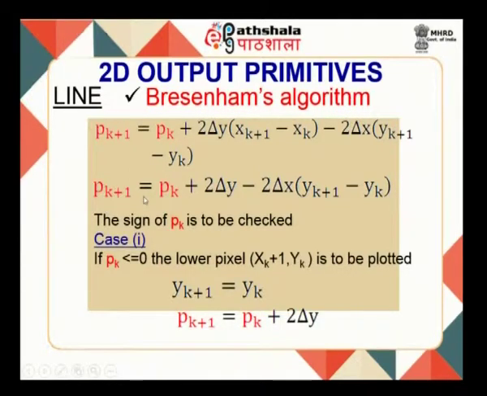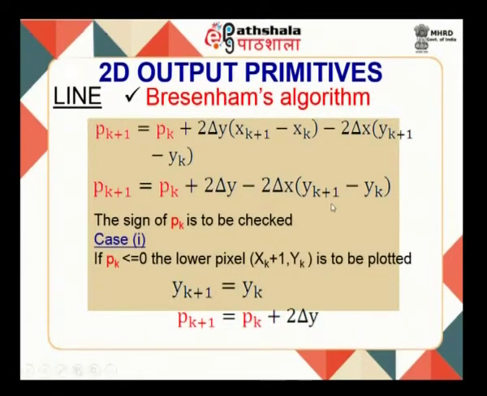So, the next decision parameter is given by pk plus 2 del y. If you notice this difference here, xk plus 1 minus xk: xk plus 1 is the next x value, which is 1 higher than the previous x value. So, xk plus 1 is nothing but xk plus 1. These two terms, xk and xk, get cancelled and you are left with 1 here. So, pk plus 2 del y minus 2 del x (yk plus 1 minus yk), this term remains as it is. Now, our aim is to check or derive what this yk plus 1 assumes, whether it is yk or yk plus 1.